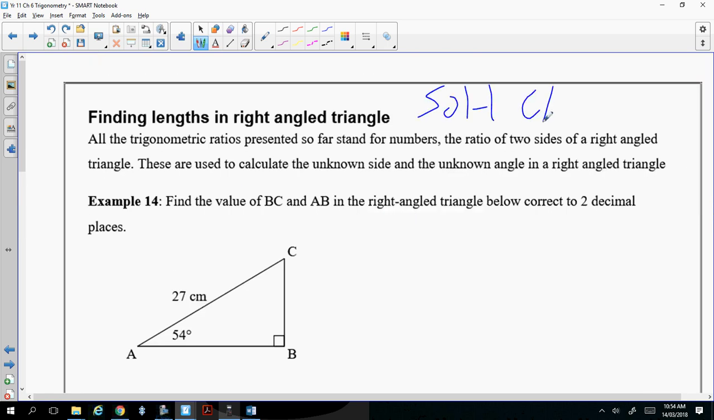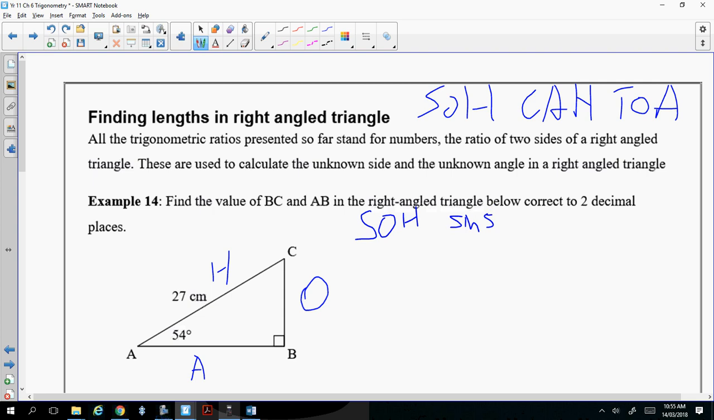All right. So example 14, we're going to find the length of BC and AB correct to 2 decimal places. So all you have to do is to label opposite, hypotenuse, adjacent. And in order to find the opposite, you've got O and H, which is sine. So you write sine 54 degrees is equal to opposite CB over 27. And to find out what CB is, you have to multiply 27 by sine 54 using your calculator. How do I know it's multiplied? Because if you multiply both sides by 27, the 27 gets cancelled.